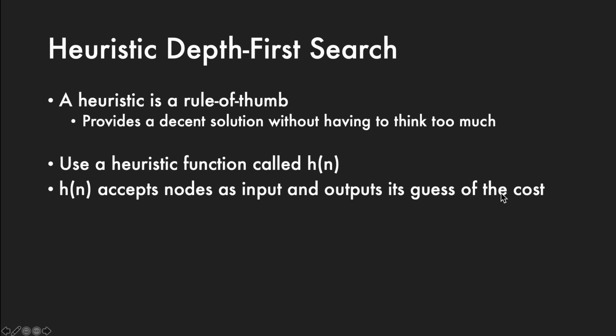Heuristic depth first search. A heuristic is a rule of thumb. It provides a decent solution without having to think too much. So use a heuristic function called h of n. h of n accepts nodes as input and outputs its guess of the cost.